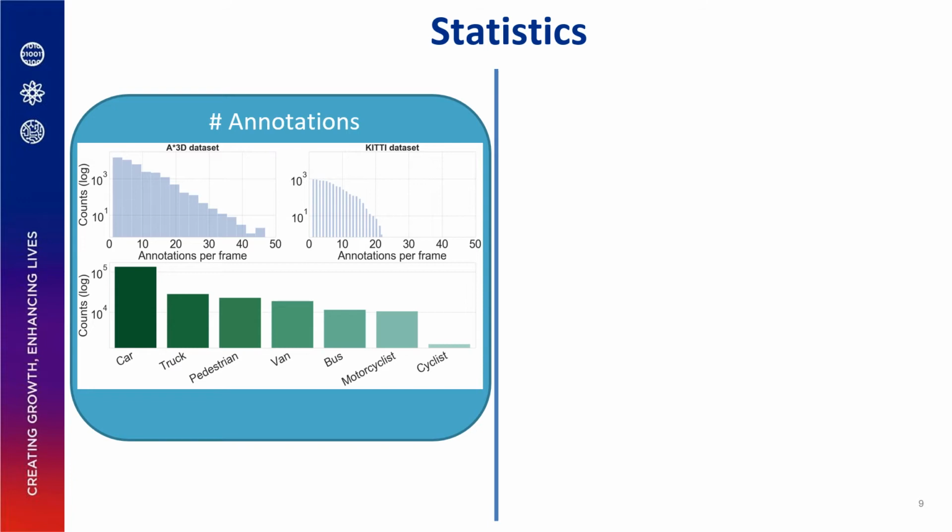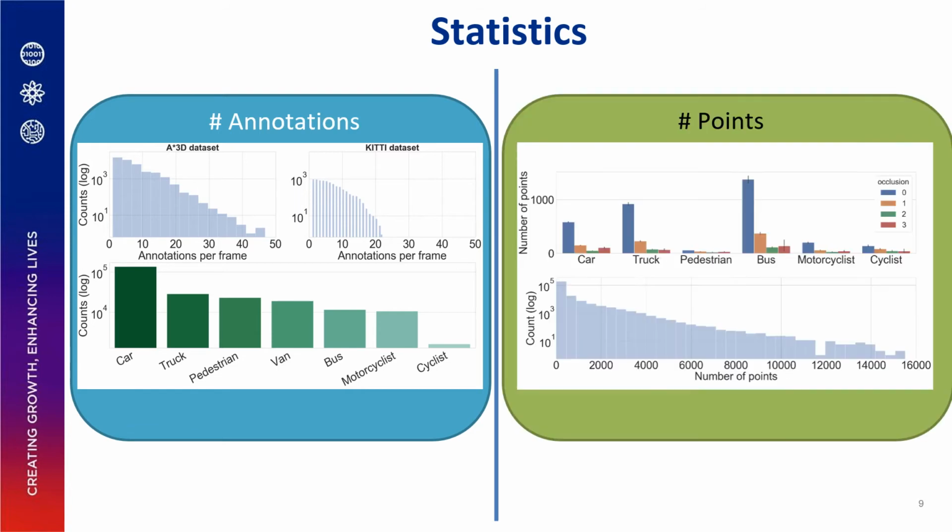We compare our dataset with KITTI here. You can see the KITTI dataset caps out at about 20 to 22 annotations per frame. However, for our dataset, there are certain frames that have as many as 40 to 50 annotations. And we have more than 100,000 labels for cars, and more than 10,000 for trucks, pedestrians, vans, buses, and motorcyclists.